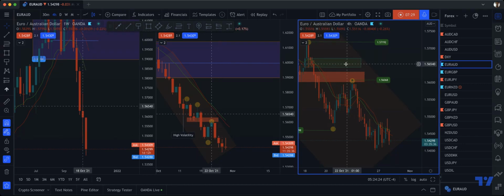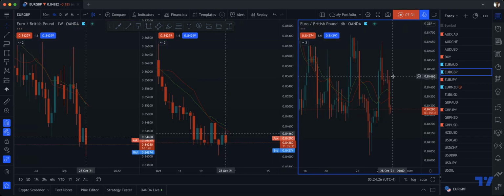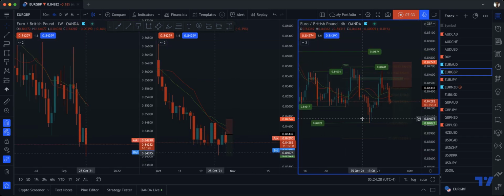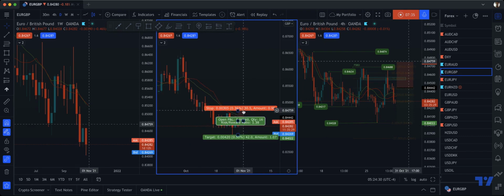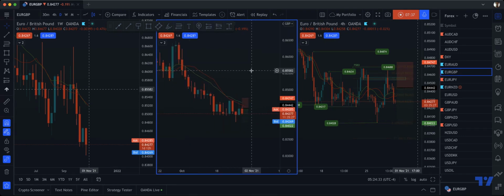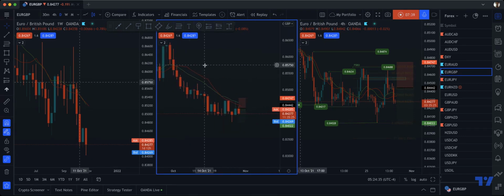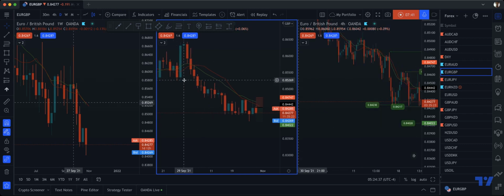Let's go to another pair. We're going to go to Euro Pound. This is one that I'm in right now, but this one had low volatility. So I do want to show you guys a good example of low volatility. But watch what happens. This is why I say currency pairs change in seasons. They change cycles. So don't ever think that one pair is going to just stay the same.